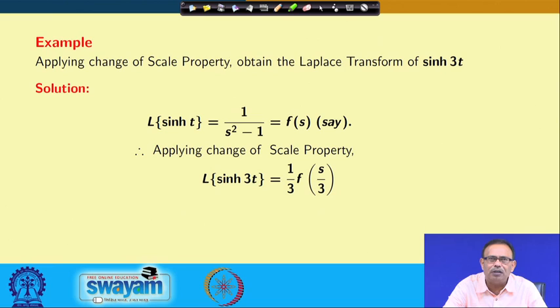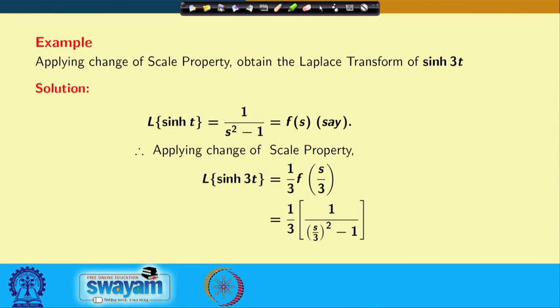So, you see the advantage, once I know the Laplace transform of sinh t, then if I wish, I can simply change t to a t, and use the formula 1 by a F of s by a, and we get the result. F of s by 3 is 1 by s by 3 whole square minus 1, so immediately I can calculate and obtain the result as 3 by s square minus 9. So, the Laplace transform of sinh 3t is 3 by s square minus 9.